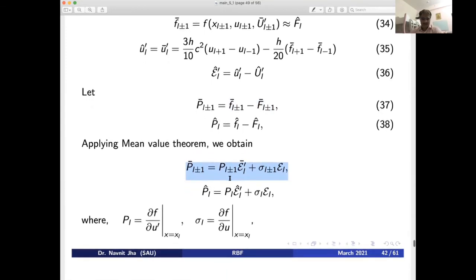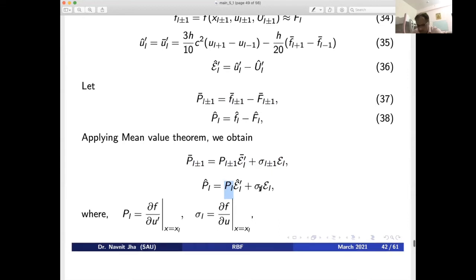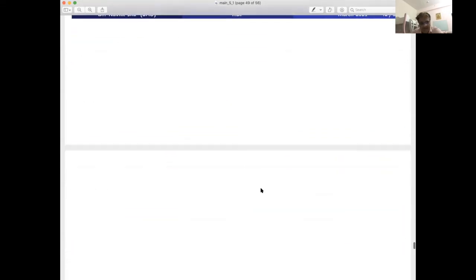Again, there is a mistake here. This is rho L plus 1. Here it is rho L plus 1. So again, this is rho L plus 1. Well, here rho L is nothing but del f by del u bar, del u prime, and sigma L is del f by del u at x equal to x L. So this is obtained by the series expansion.